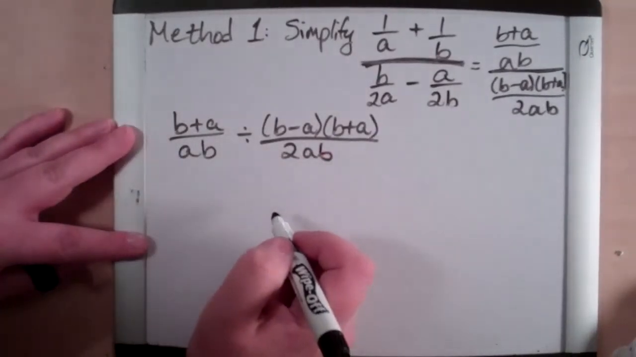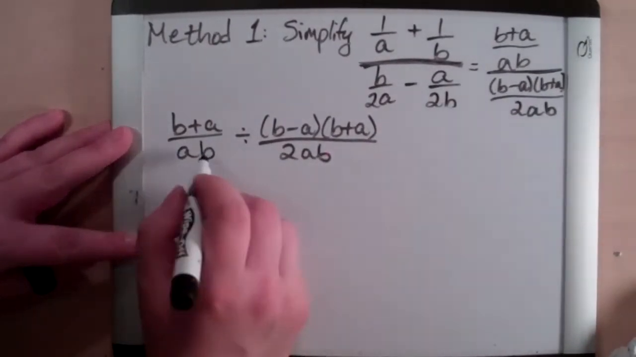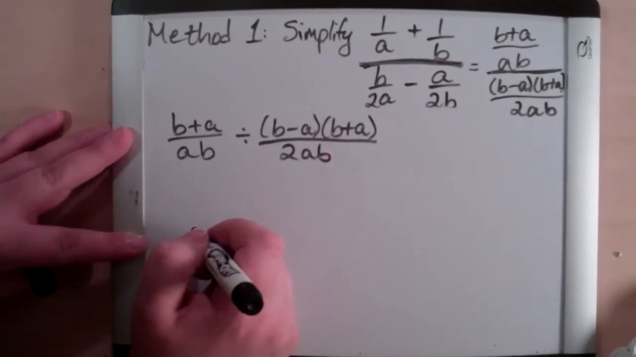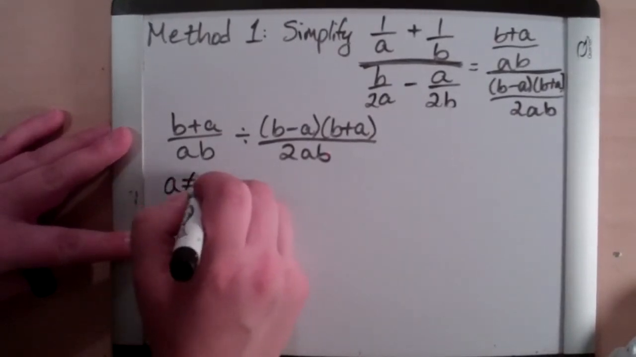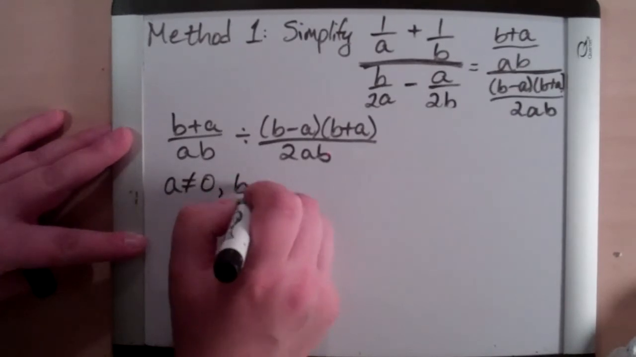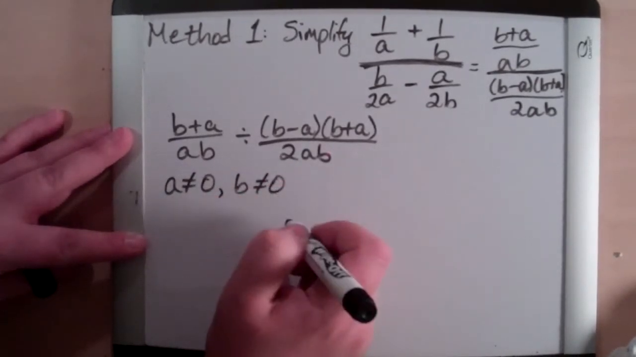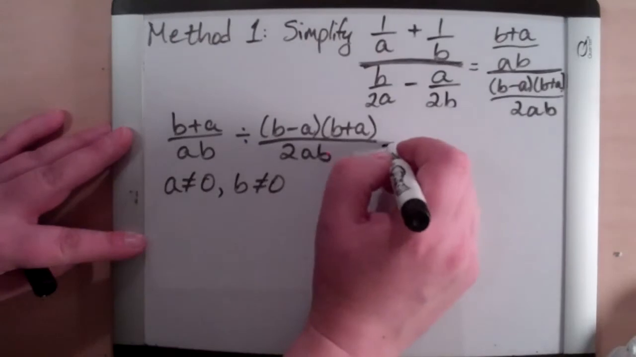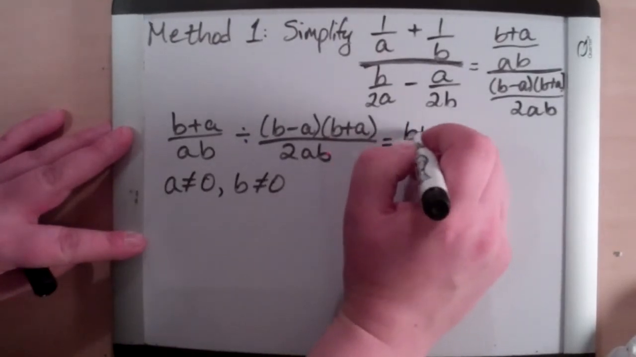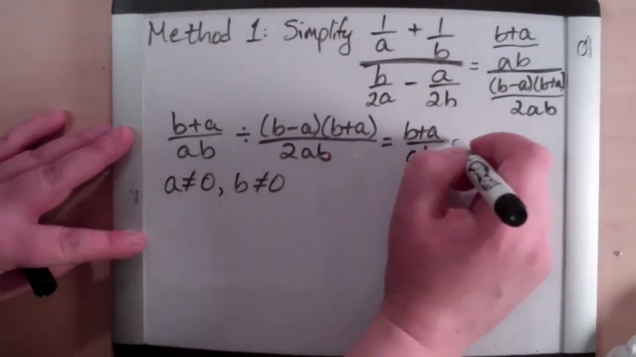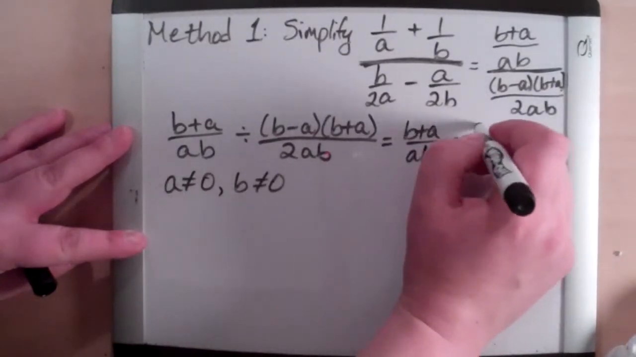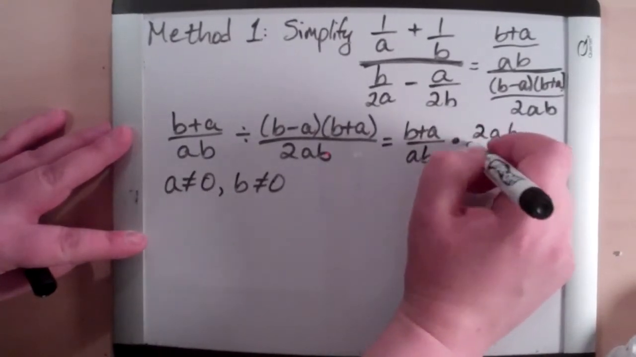Now this is a good place to stop and say, what are the restrictions on these variables? Essentially, a is not allowed to equal 0, b is not allowed to equal 0, and now I can go through my next part of the process. b plus a stays, there's my keep, there's my change, and here's another change.